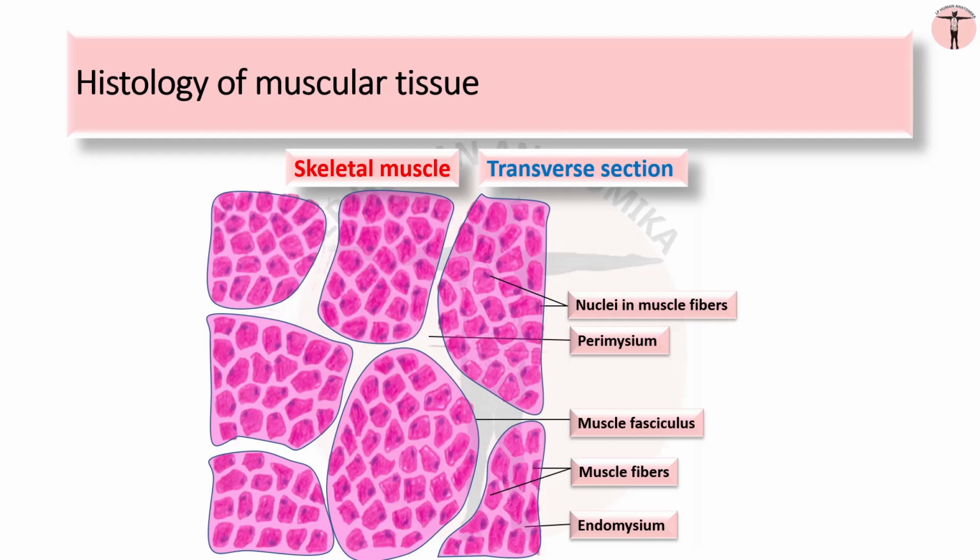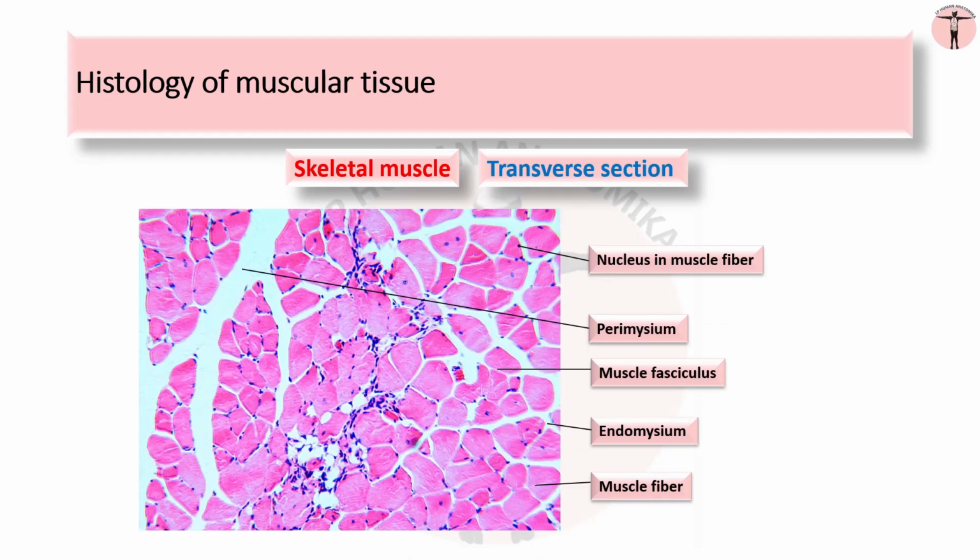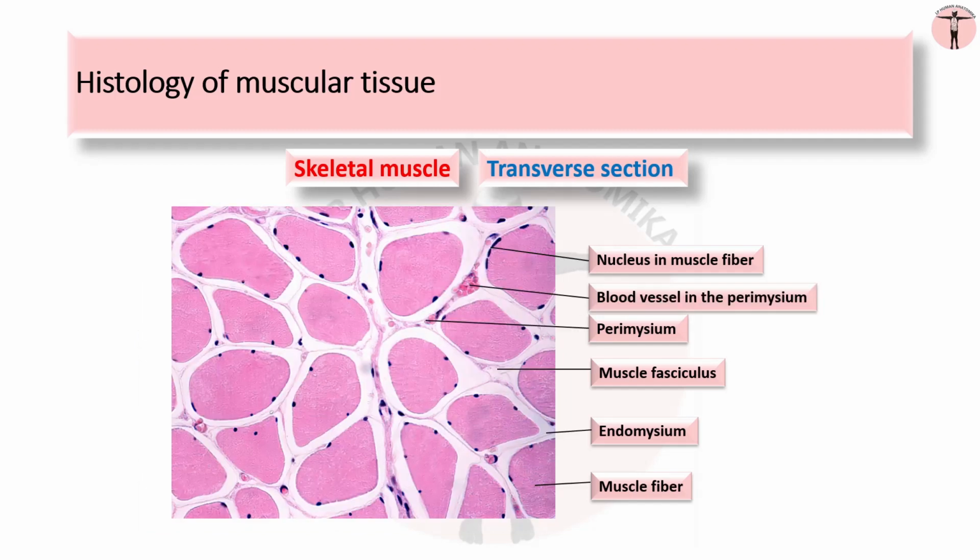So these are the features which can be observed under the light microscope. This is the photograph of transverse section of skeletal muscle under the low power of microscope. You can pause the video and go through the features. This is the photograph of transverse section of skeletal muscle under high power of microscope.